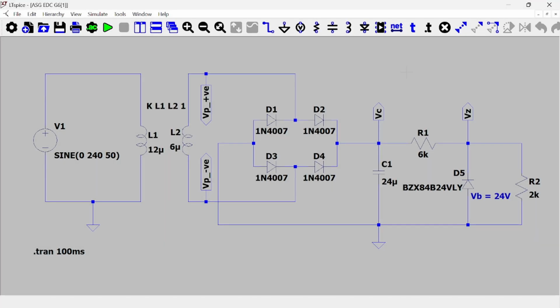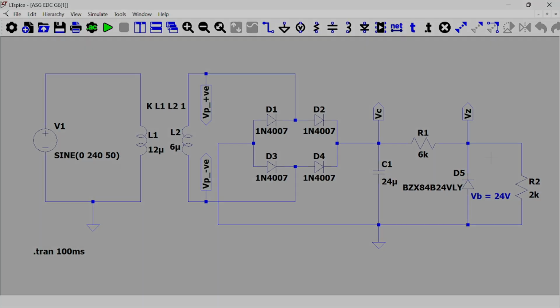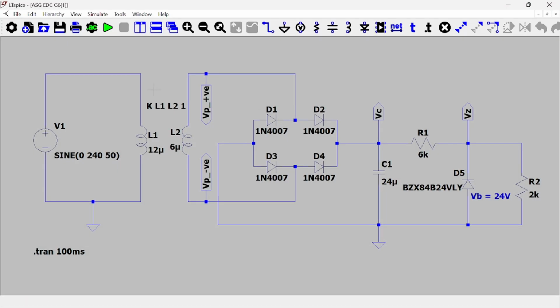Today I will be introducing our circuit for AC to DC power supply. In this circuit, we can see that we use a transformer, a bridge rectifier, a capacitor, and lastly a zener diode. The value for our input voltage will be sine 0, 240 and 50. 240 stands for 240 volts and 50 stands for 50 hertz.